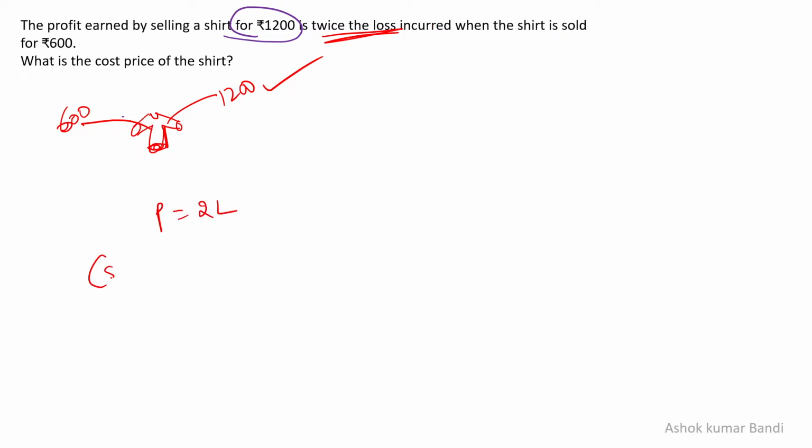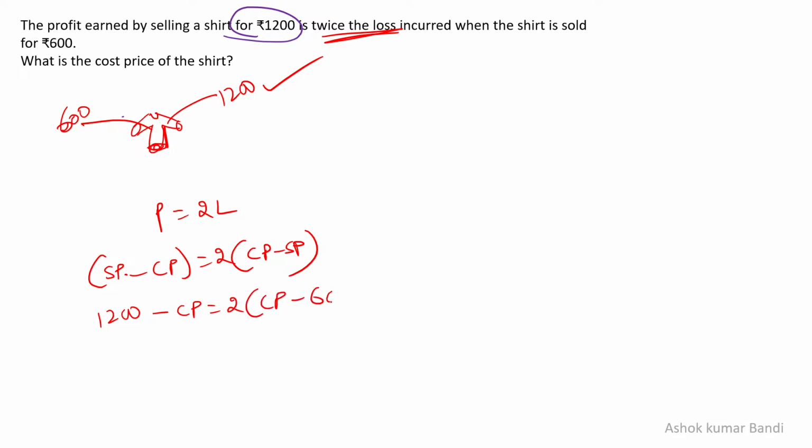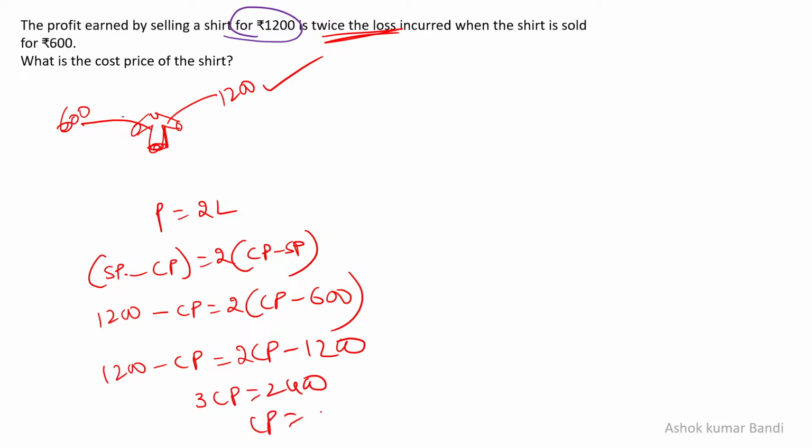So profit is selling price minus cost price, whereas loss is cost price minus selling price. So what is the first selling price? 1200 minus CP is equal to 2 times of (CP minus 600). So that's equal to 1200 minus CP, 2 times of CP minus 1200. So 3 CP is equal to 2400. So CP equal to 800. This is one way of solving the problem.